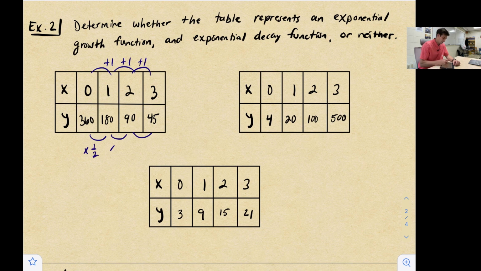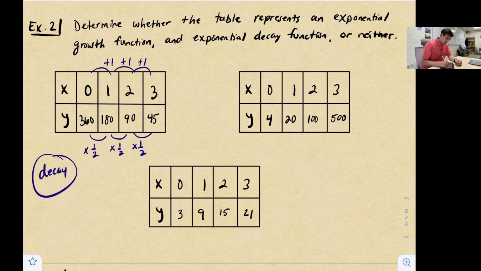So we're going to say multiplying by 1/2. Multiplying by 1/2, that number is less than 1. Obviously, we can see that as our x values increase, our y values are decreasing. So this is going to be an example of exponential decay. All right, now let's look at the second example.